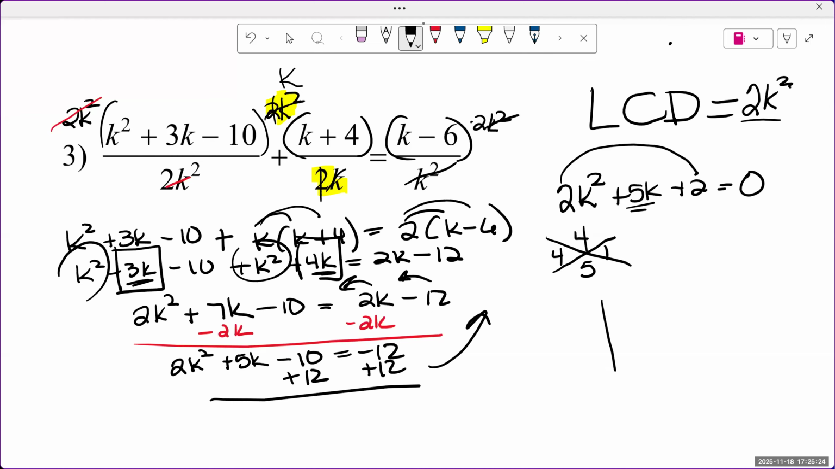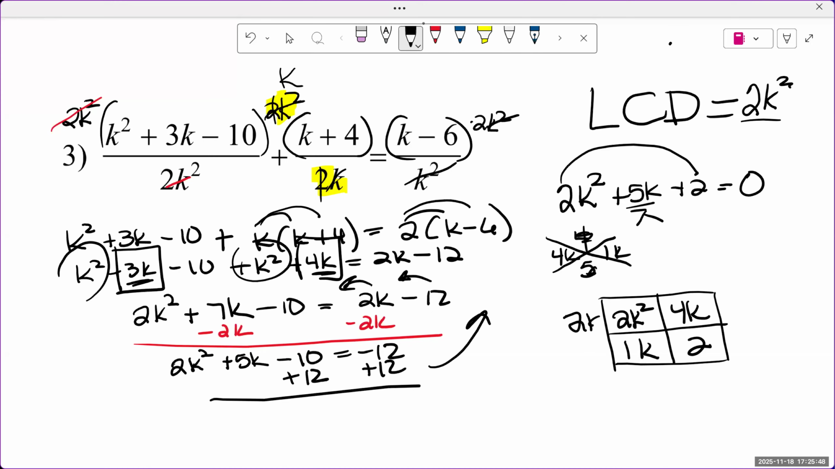So here's my box. I have 2k squared. I have 2. I need to split my 5k. So that's going to be 4k and 1k. Okay, the greatest common factor of the top row is 2k. 2k times k is 2k squared. 2k times 2 is 4k. K times 1 and 1 times 2 is 2. So I have 2k plus 1 and k plus 2.